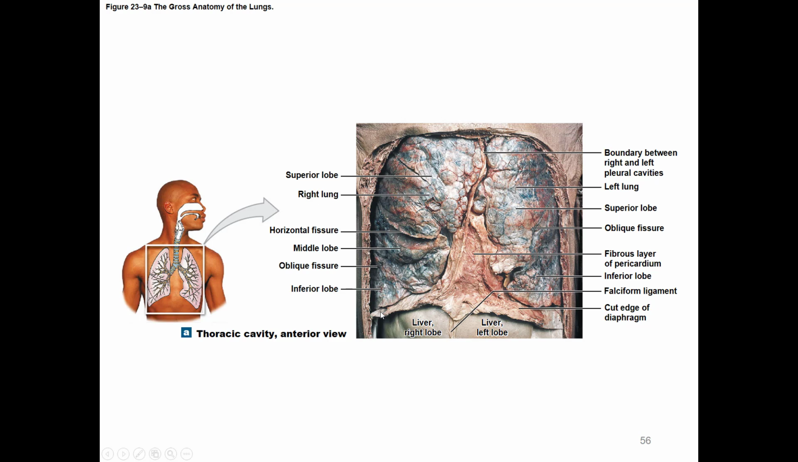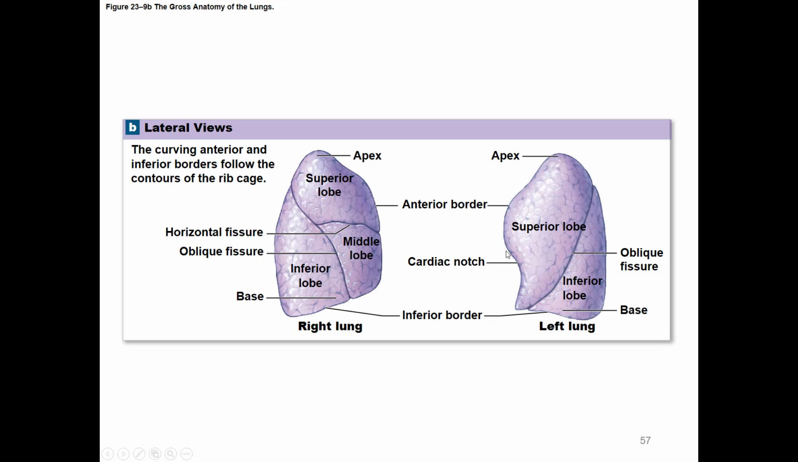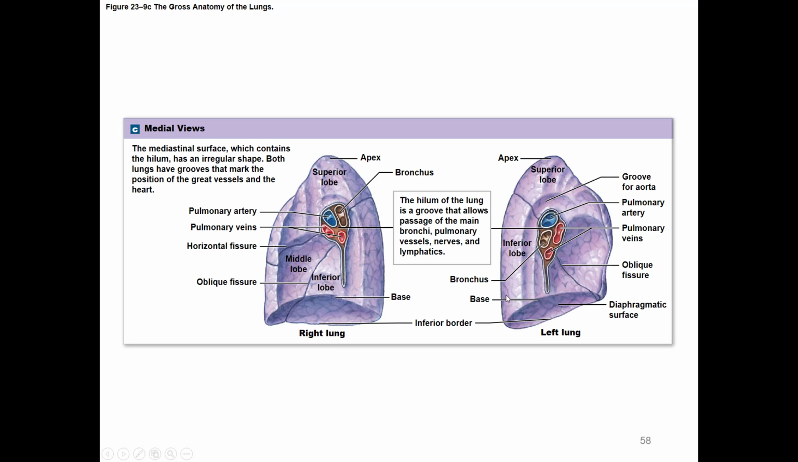Okay, in this picture you can see the diaphragm, and above that we see the right lung, which definitely looks larger than the left lung. There's our cardiac notch. And this is the inside or medial surface of the lung, where you can see the hilum. So the hilum again is where the vessels, nerves, and lymphatics enter the lung.